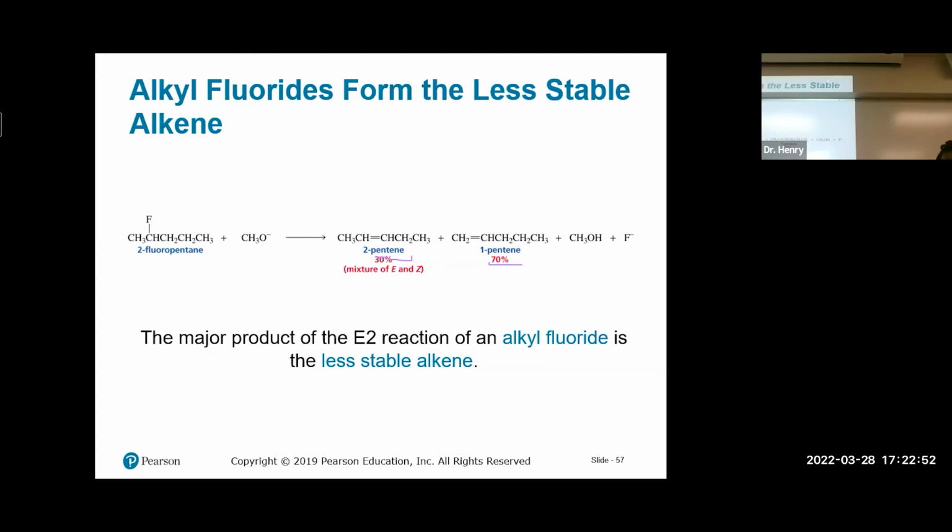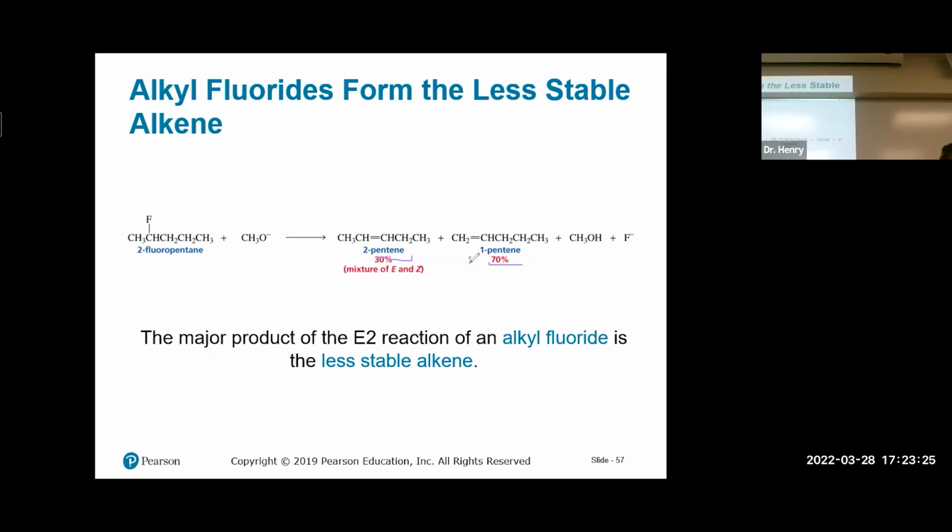So if we take a look at our alpha carbons, this is our alpha carbon. These are our betas. And so we get less formation with a stable beta compared with the unstable beta. So fluorine just kind of throws everything out of whack entirely. And it doesn't really matter if it's a bulky base or a tiny base.